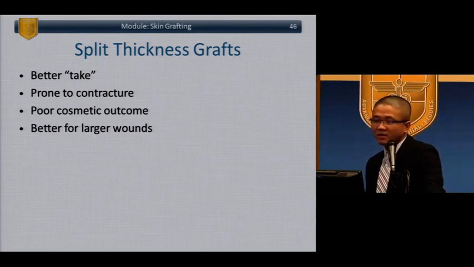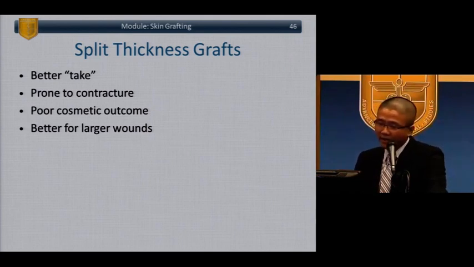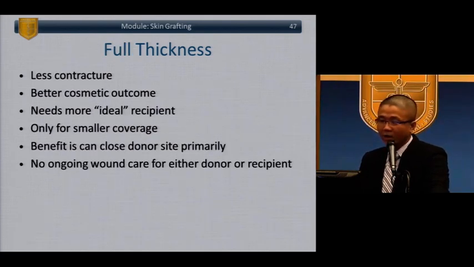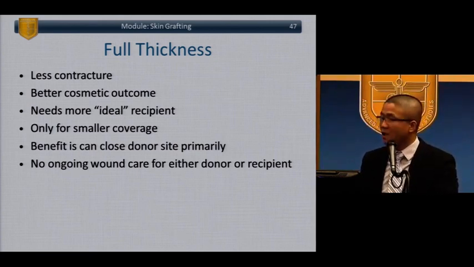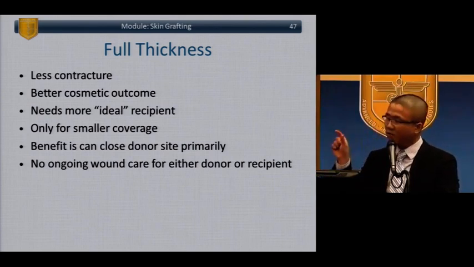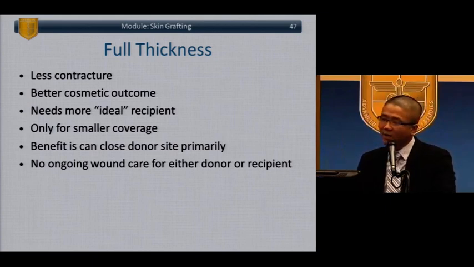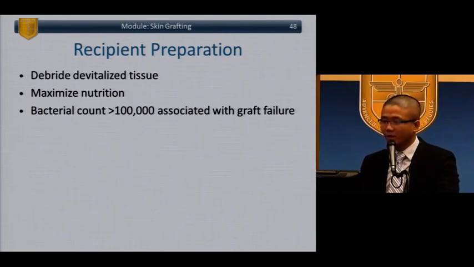All right, so split thickness grafts have a better take. They're prone to contractures, and poorer, I should say, cosmetic outcomes, but they're better for much larger wounds, right? You can't take a full thickness graft out of a large wound. Okay, full thickness, in distinction, has less contracture, so it's cosmetically more pleasing. So what do we use full thickness for? Cosmetically important areas, right? Like the face and the ear and things like this. But it's only really good for small amounts of coverage. The problem with full thickness is that the imbibition process is dubious because it's so thick, I guess, right? So there's that.